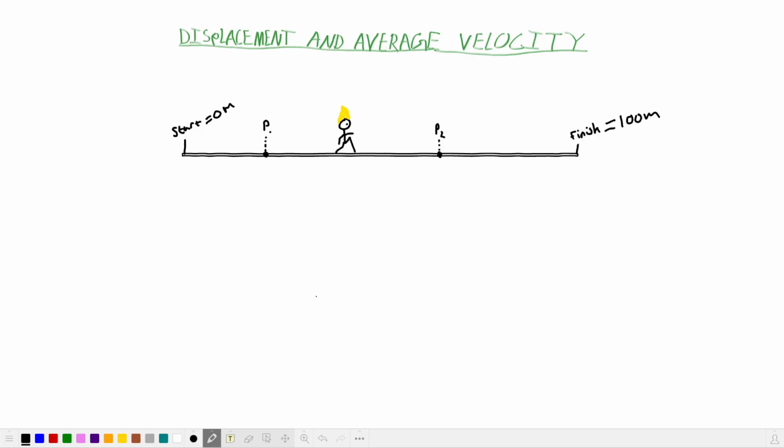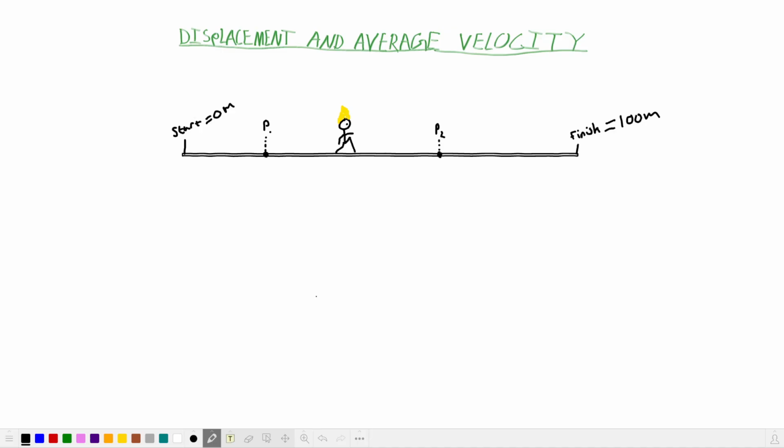Displacement and average velocity. So let's take a look at the physics of one-dimensional motion. And the first thing we're going to study is displacement and average velocity. So what exactly is average velocity? Well, let's first take a look at this guy running a 100-meter sprint.